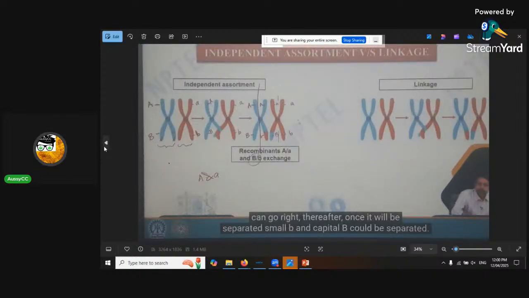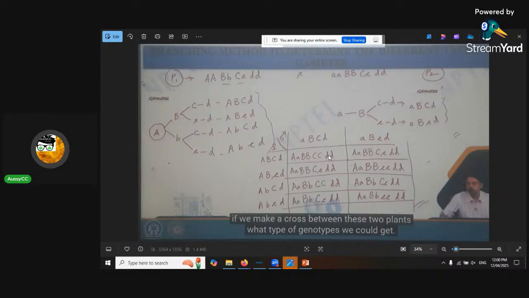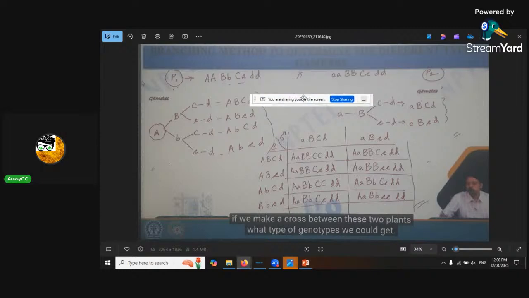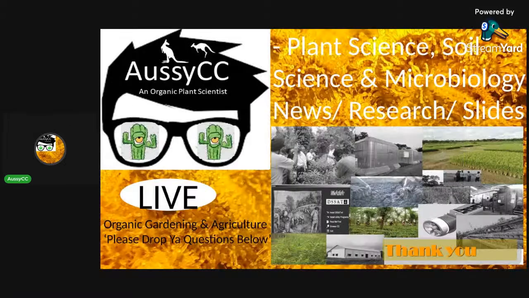Then he goes into, yeah, look at that, getting right into it. If we want to make a cross between these two plants, what type of genotypes could we get from crossing this one and this one? Well, we can get a lot of different expressions, as you can see here, from the branching method of determining different types of gametes. Yeah, that'll do. Getting a bit technical and boring-ish.